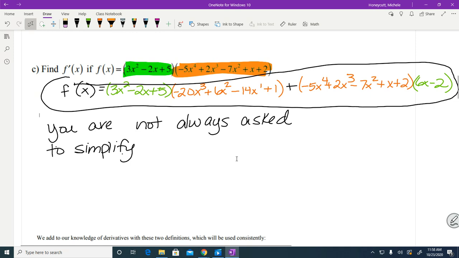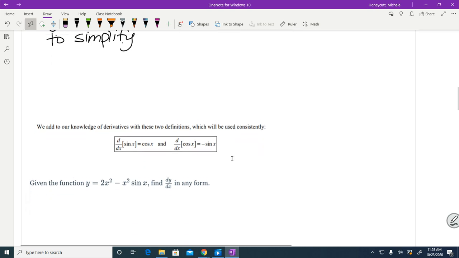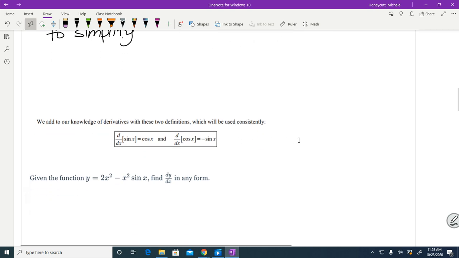The other times, sometimes you're also going to be forced to use the product rule. And those are instances where they give you problems that involve sine and cosine.